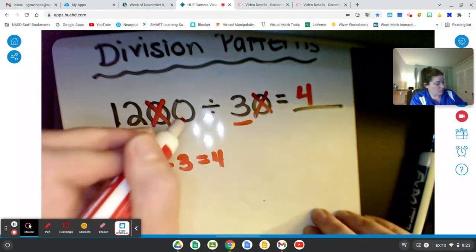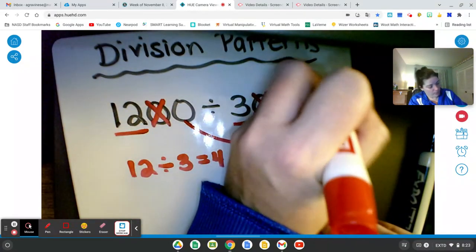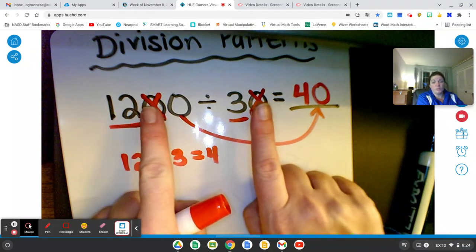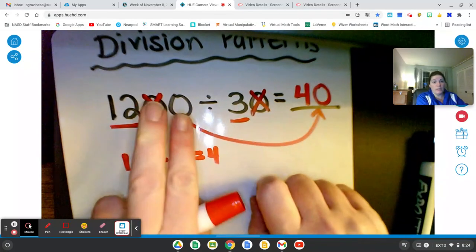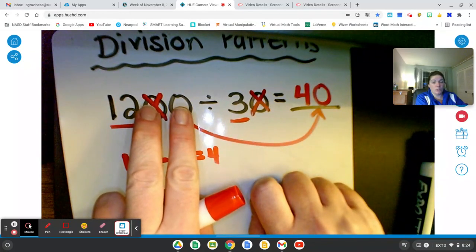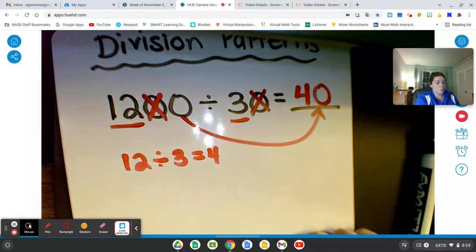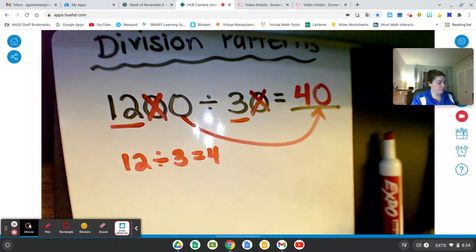So this 0 goes over into my quotient, just like the first example. The zeros have to have a partner to cancel out, and the partner has to be on the other side of the division symbol. Okay, I can't cancel these two out with each other. It has to be on the other side of the division symbol. So 1,200 divided by 30 equals 40.